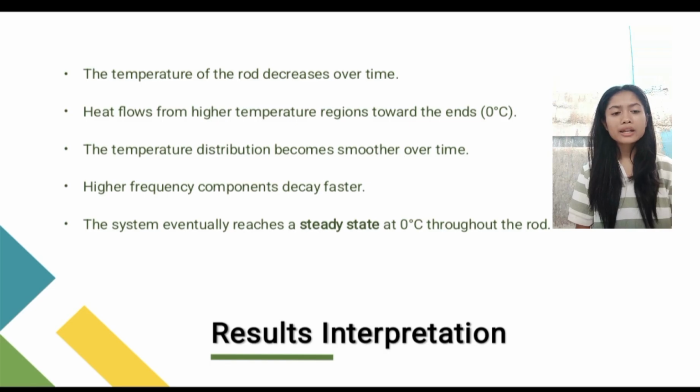Here I will explain the material about result interpretation. The temperature of the rod decreases over time. Heat flows from higher temperature regions toward the ends at 0 degrees Celsius. The temperature distribution becomes smoother over time. Higher frequency components decay faster. The system eventually reaches a steady state at 0 degrees Celsius throughout the rod.